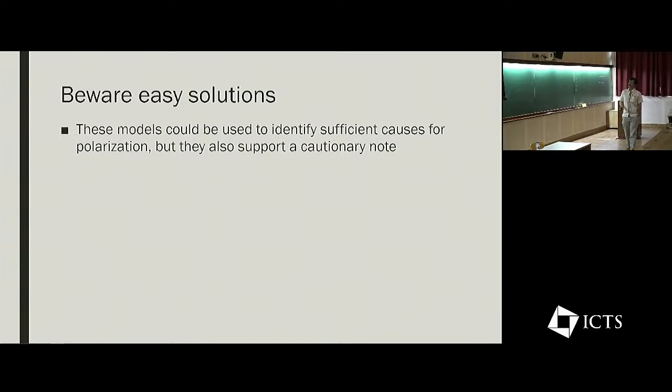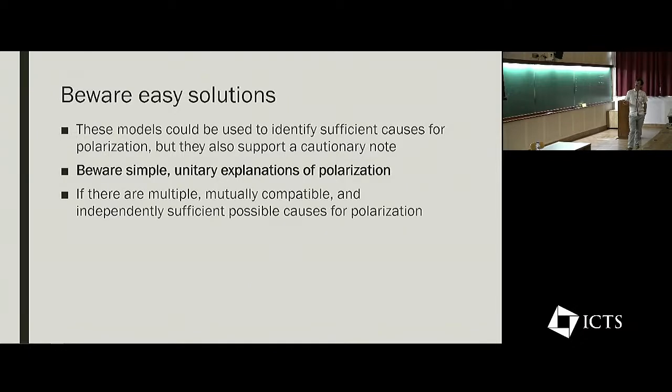Okay, now from a policy point of view, this is very important. Because it turns out that if there are multiple mutually compatible and independently sufficient possible causes for polarization, then the kinds of interventions you might try to dream up to target one could backfire if the others are also present. So just to give an example, suppose that you believe that the problem is conformity, that people are conforming and therefore you're getting these bottlenecks in these small world networks. There's an easy solution. Change the network structure.